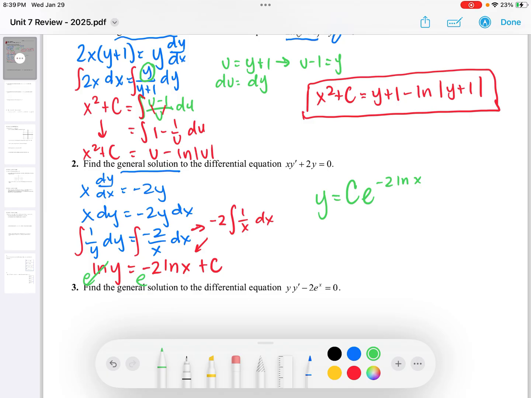And we can change this. Remember that log rule that we have that says if we multiply by negative 2 in front of that natural log, we can bring it up to be the exponent. So y equals ce to the natural log of x to the negative 2nd power. So my e and natural log will cancel each other out. C x to the negative 2nd, which would be the same thing as c over x squared.